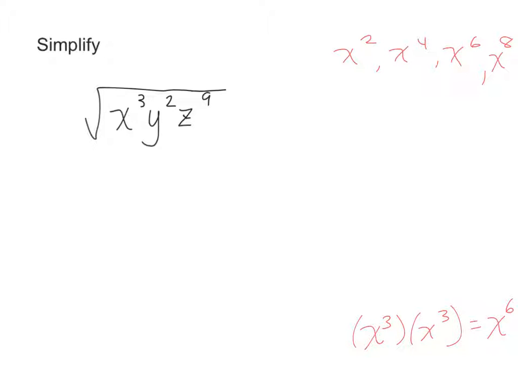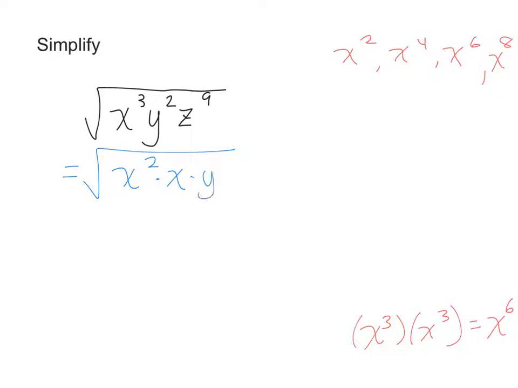So if we're looking at x cubed, what is x cubed's largest perfect square factor? X squared, right. So what we're going to do with the x is change it into x squared times x. X squared times x is x cubed, and x squared is a perfect square. Now let's look at the y's. So we just don't leave it like that? We're going to leave it like that because y squared is already a perfect square. So let's just leave it as y squared.